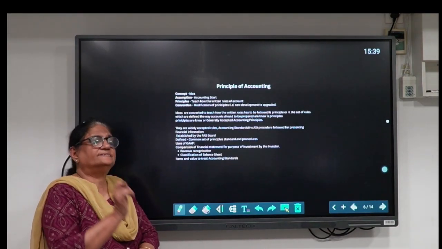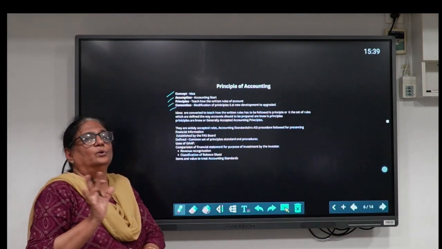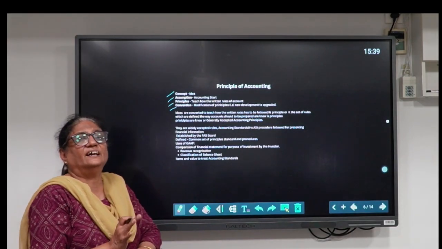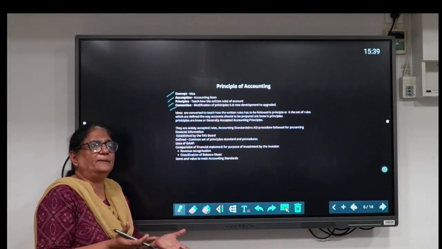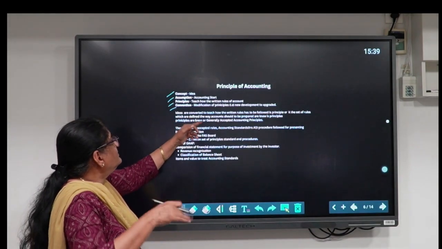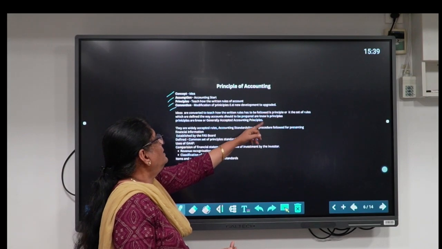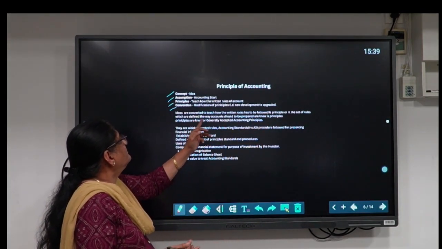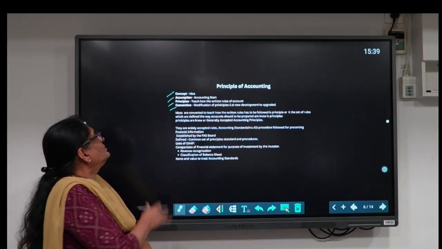So you have concept, assumption, principle, convention. These are the terms we have. A concept is an idea. You build an idea, how to think about it, how to implement it, how to bring it out. So ideas are converted into written rules, and a principle is a set of rules which define the way accounts should be prepared. Okay, that is your ideas.